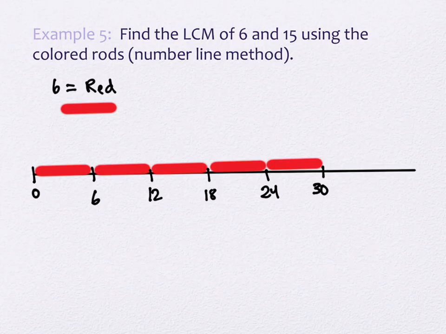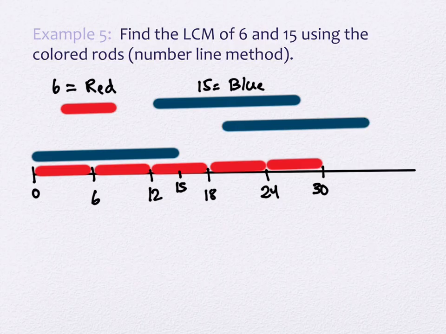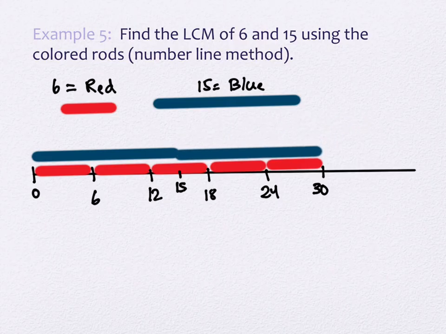But I also have a rod that's supposed to be for 15. So the rod needs to be of length 15. I'll make them blue. So this rod, the 15, is blue. And I stack those end to end. What I'm looking for is for the ends to coincide. This isn't perfect, but it's not too shabby.